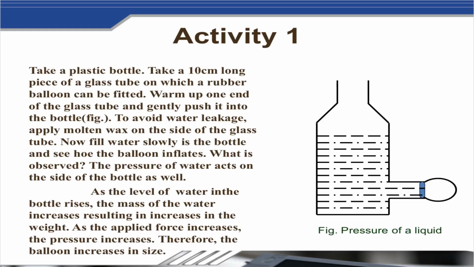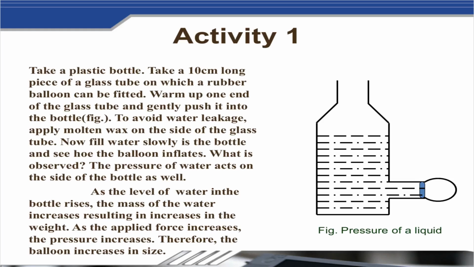In this activity, take a plastic bottle, take a 10 centimeter long piece of a glass tube on which a rubber balloon can be fitted, warm up one end of the glass tube and gently push it into the bottle, as shown in your figure also. To avoid water leakage, apply the molten wax on the side of the glass tube. Now fill the water slowly in the bottle and see how the balloon inflates.